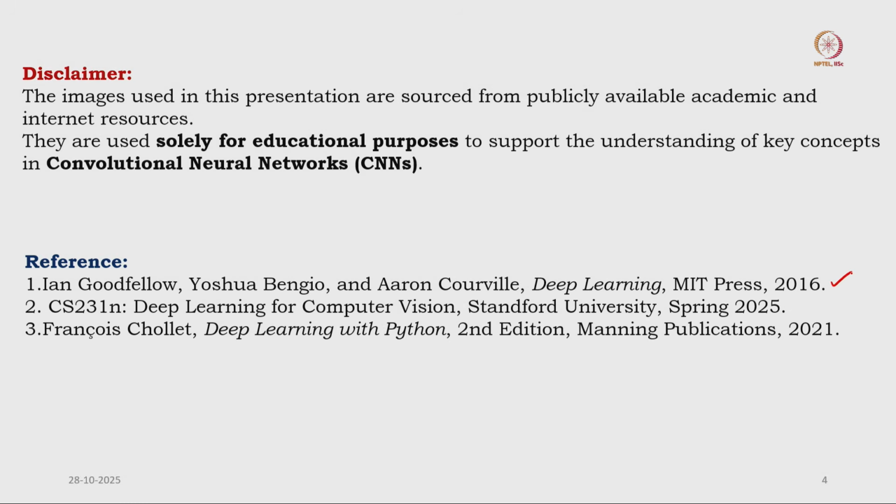The key references that are used for learning CNN are the following. Deep learning authored by Ian Goodfellow, and we have a course by Stanford University, that is a course on deep learning for computer vision. Most of the concepts are taken even from this particular course. And then we have a very good textbook, that is deep learning with Python. So, the following are the 3 different references that are used for this particular series.